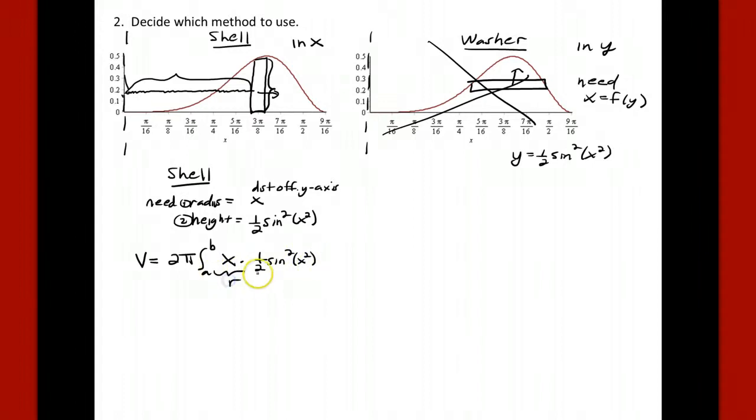Here's the radius, here's the height, and we're doing it in terms of x. What's the a, what's the b? Well, we're going to start this at 0 and end this at the square root of pi. And so that's our a and our b. And now we're ready for the calculation. Our volume is 2 pi times the integral from 0 to the square root of pi, 1/2 x sine squared on x squared.